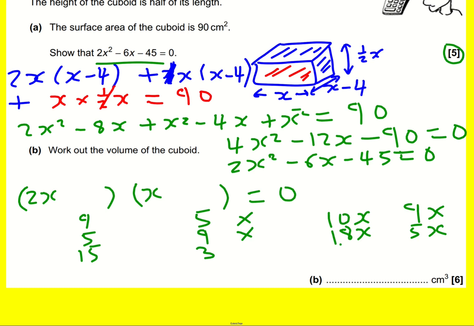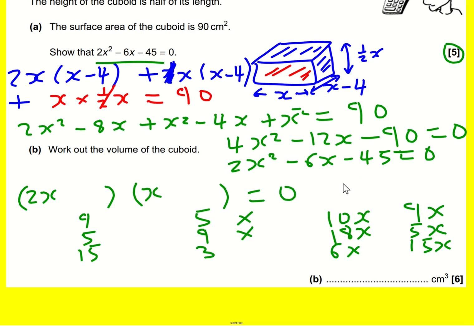Here I'm going to get 6x when I multiply my 2x by my 3, and then I'm going to get 15x. Again, I can't subtract them to make it work. So this is not looking good unless I've missed something. What else could I try? I've tried 9. I suspect this is not going to factorize actually.